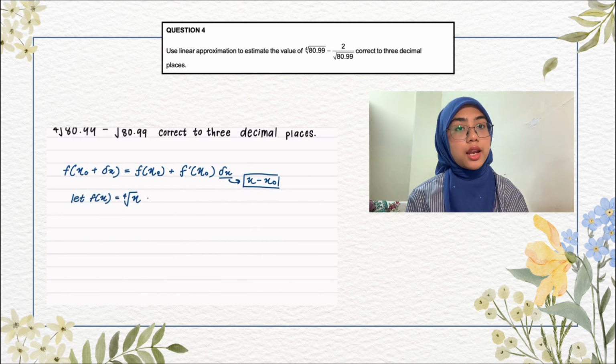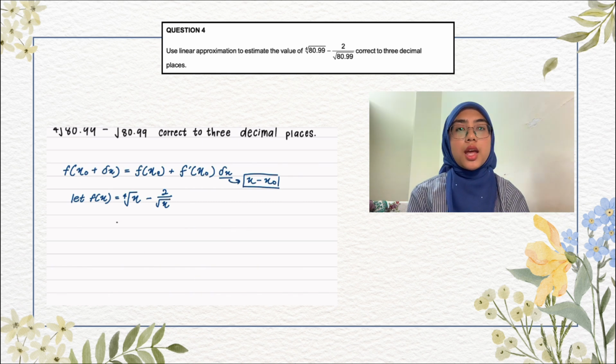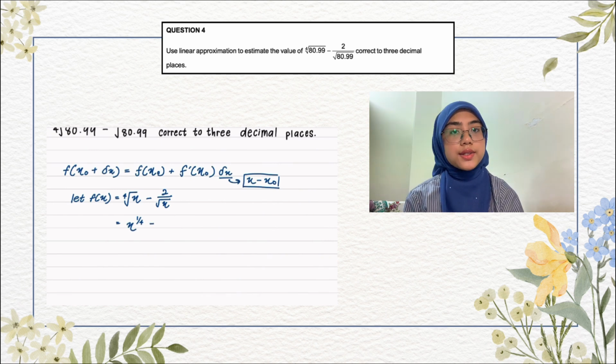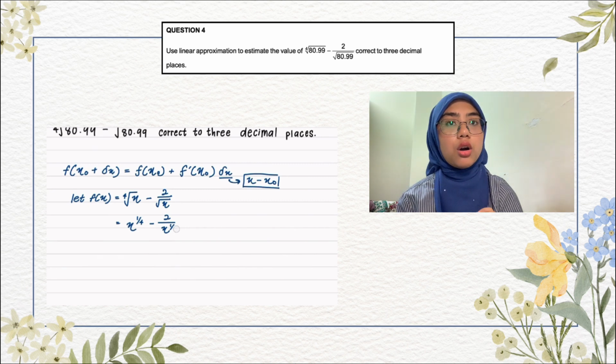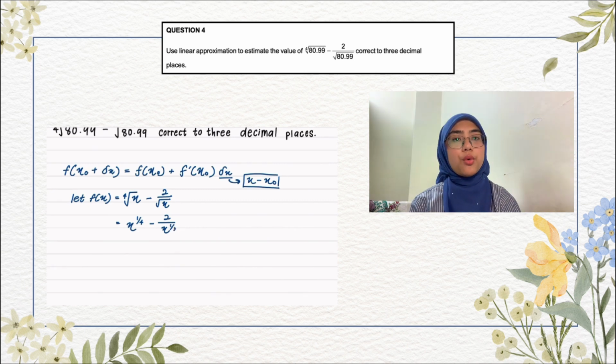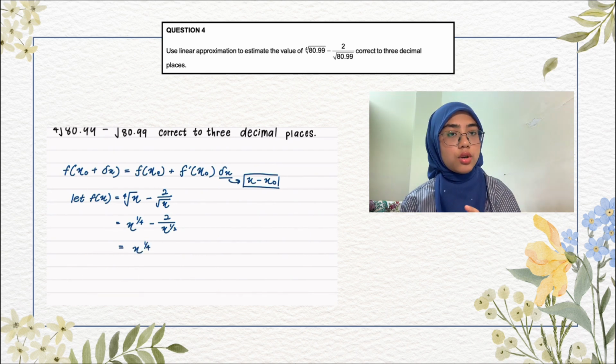We are going to let f(x) equal x square root of 4 minus 2 over x square root x. And then we are going to lose the square root sign. So it is going to be x to the power of 1 over 4 minus 2 over x to the power of 1 over 2. Now we are going to lose the denominator, which will be again x to the power of 1 over 4 minus 2x to the power of negative 1 over 2.